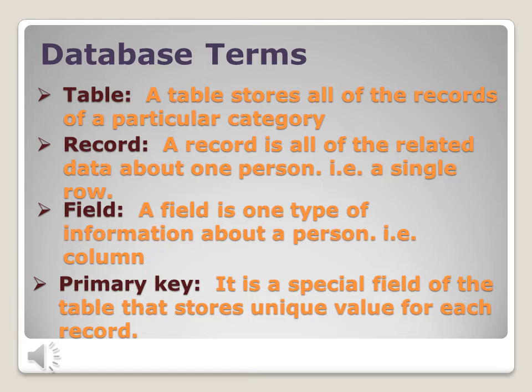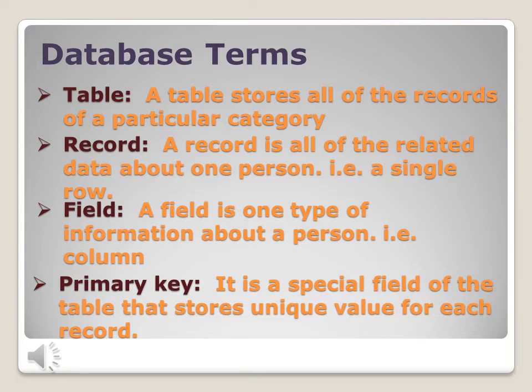Now there are some basic database terms which will be used if we create a database. First one is a table. We have already seen in the previous example, a table stores all the records of a particular category. Second one is a record. A record is all of the related data about one person, that is one row. So we can say one row is one record.